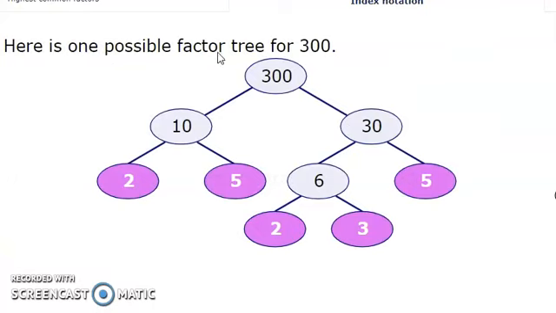Here is one possible factor tree for 300. 300 is 10 times 30. Now 10 can be factored as 2 times 5 and 30 as 6 times 5. Again 6 can be further factored as 2 times 3. Now you can see all these numbers that are highlighted, they are all prime numbers. So 300 has the prime factors 2, 5, 2, 3, 5, which you can write as 2 square times 5 square times 3.